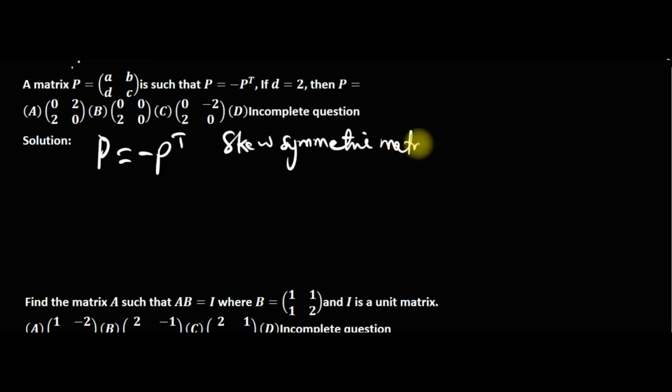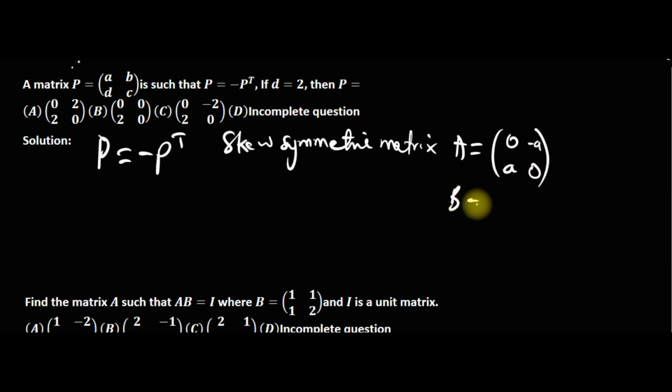And how do you know a skew symmetric matrix? Assuming A is a matrix, how do you know it? The principal diagonal is 0, and whatever is on one side is the negative reflection on the other. So if here is A, whatever is here is minus A. So this is a skew symmetric matrix.